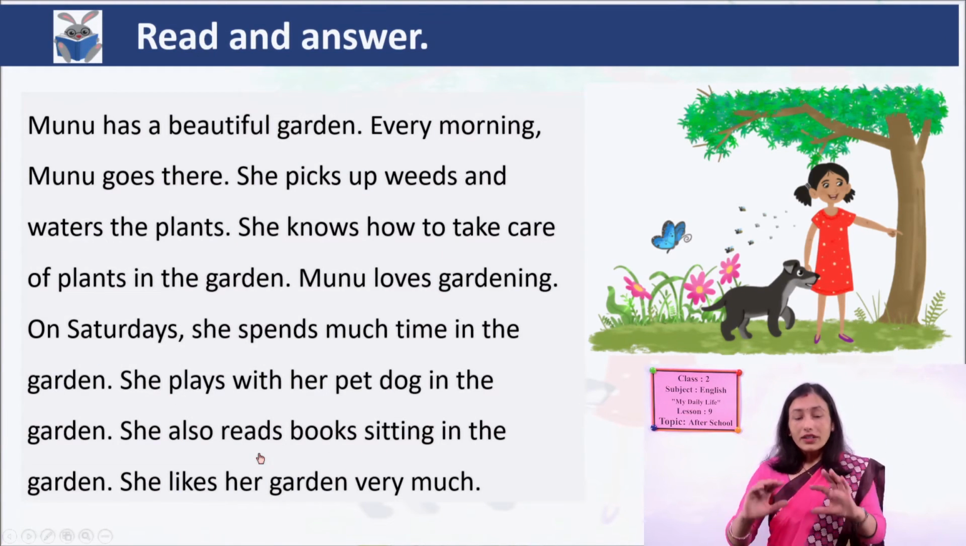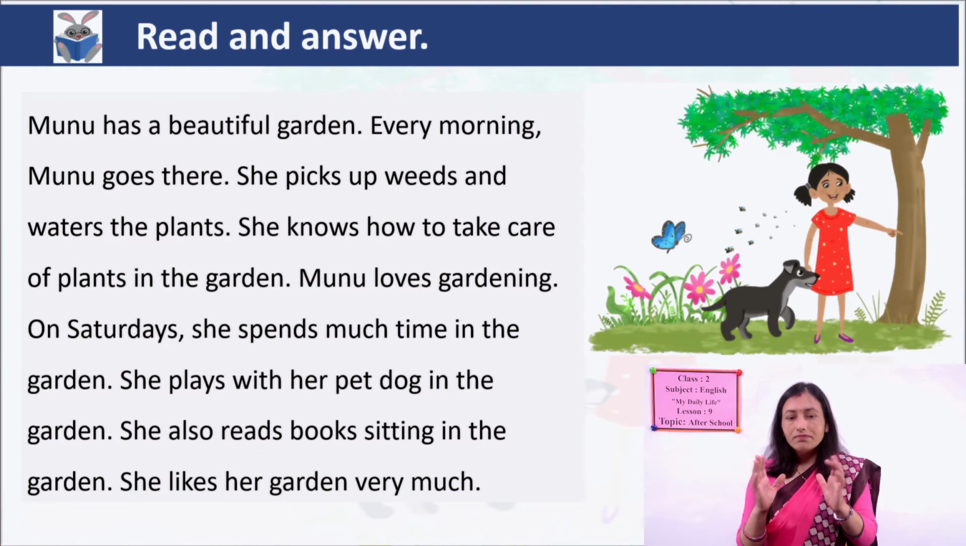Okay. What other things does she do in the garden? She reads books. Yes. Sitting in the garden. Yes. And who does she play with in the garden? Does she have friends in the garden? Other friends? No. She plays with her pet dog. Yes. Pet dog. A pet is an animal that we keep in our home. Yes. What are other pet animals? Can you name some? Like dog? Yes. Cat. Yes. Okay. And others as well.